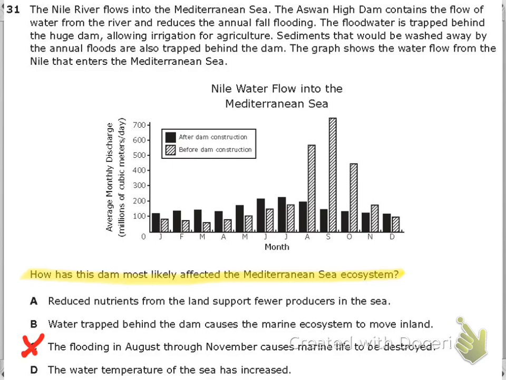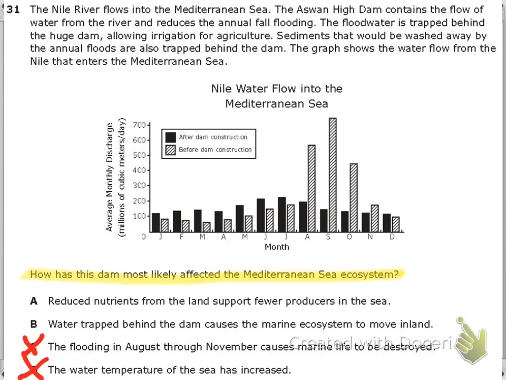Let's look at D. The water temperature of the sea has increased. Well, again, adding water is not going to increase the water temperature, so we don't have to worry about D. That's not going to be a big problem. So let's eliminate D. So now we're down to A and B.